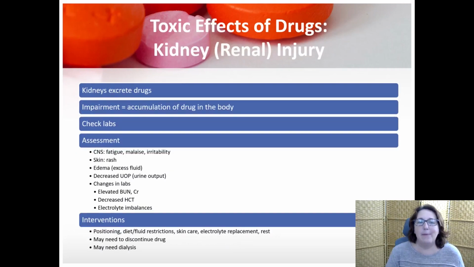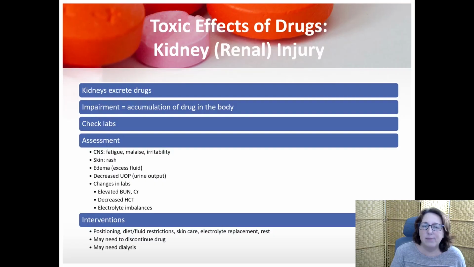Other toxic effects can happen to the kidney, or renal injury. Kidneys are key in excreting drugs. So renal impairment can result in the accumulation of the drug in the body. So nurses should check kidney function lab tests prior to initiating drug regimens and during the regimen. And just like with the liver, the frequency of how much we'll check those labs will be dependent upon the particular drug. So our assessment is going to be to look for changes in our labs, so elevated BUN or creatinine, a decrease in our hematocrit, and electrolyte imbalances.